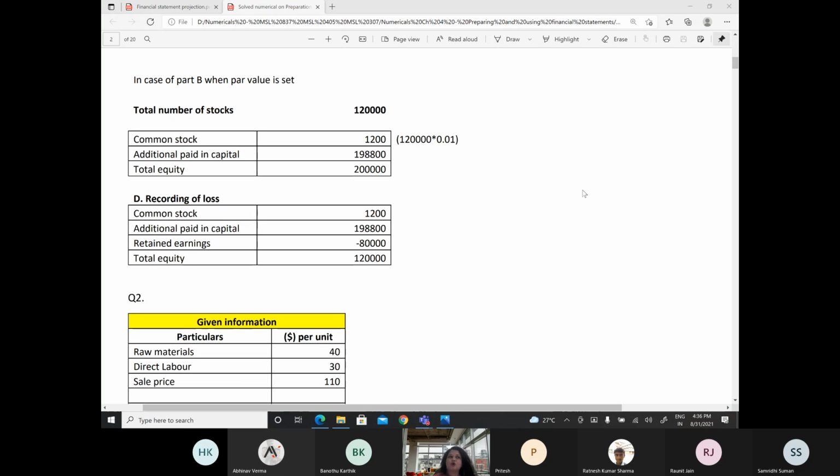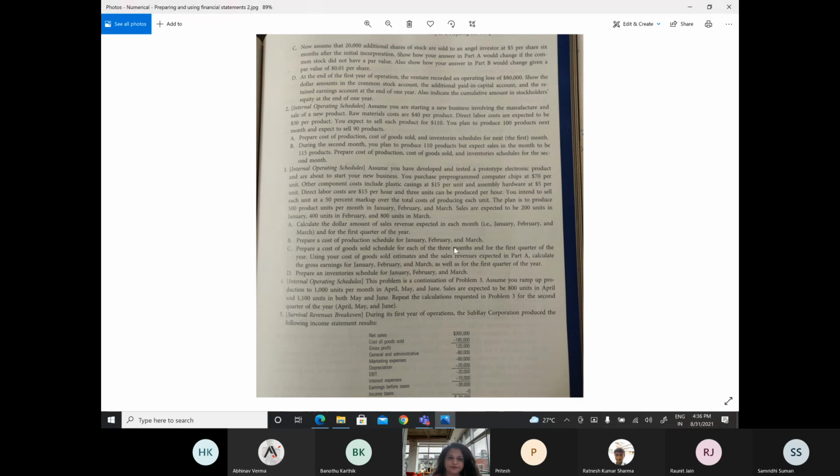Just as profits increase our equity value, similarly the owners have to bear the loss, and that erodes their ownership value. Okay, so this is how we calculate this. Any doubts, any questions, please ask.